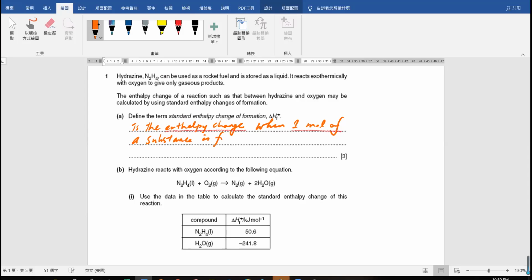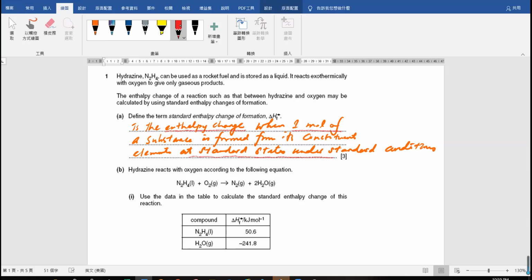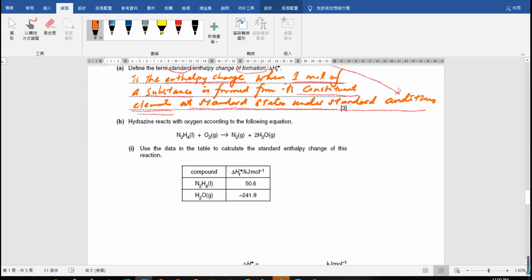okay, is formed from its constituent elements in their standard states under standard conditions. Okay, remember, under standard conditions. So under standard conditions, this line basically echoes with the word standard. Formation is the 1 mole of substance formed from its constituent elements. Okay, so remember the definition. Now this is very easy.